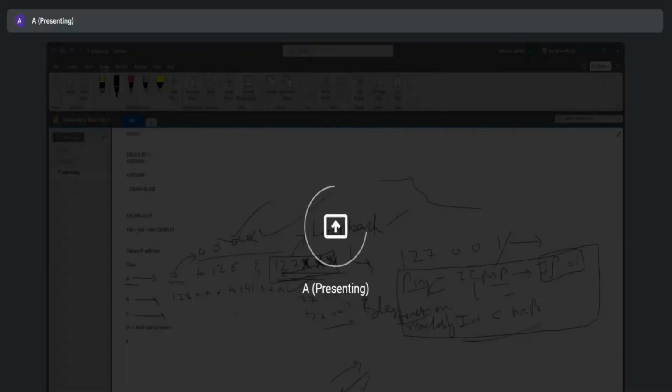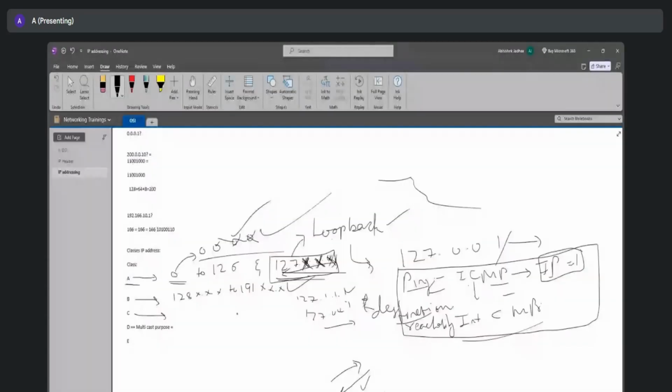He's joined. Right. Okay, I'm sorry, guys, I had a power cut. Okay, so where were we? Class B range of IP address, right?